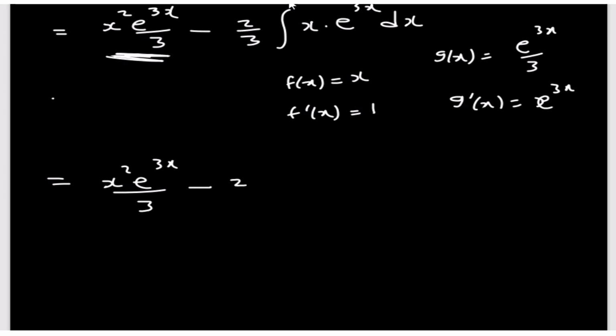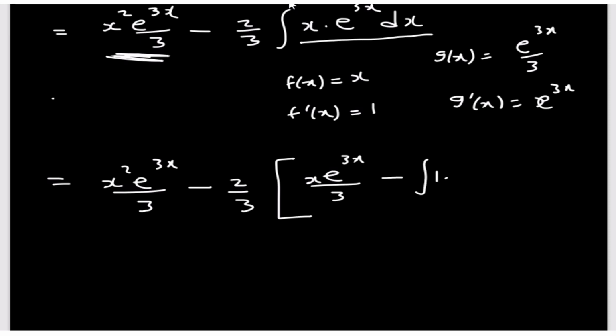Minus, don't forget the 2 over 3. Then put a bracket, because this whole answer with f of x, integration by parts, is only this integral part. So you must put the bracket so that 2 over 3 multiplies everything. So f of x times g of x minus the integral of f prime of x times g of x dx. You see, now I'm close to being done.